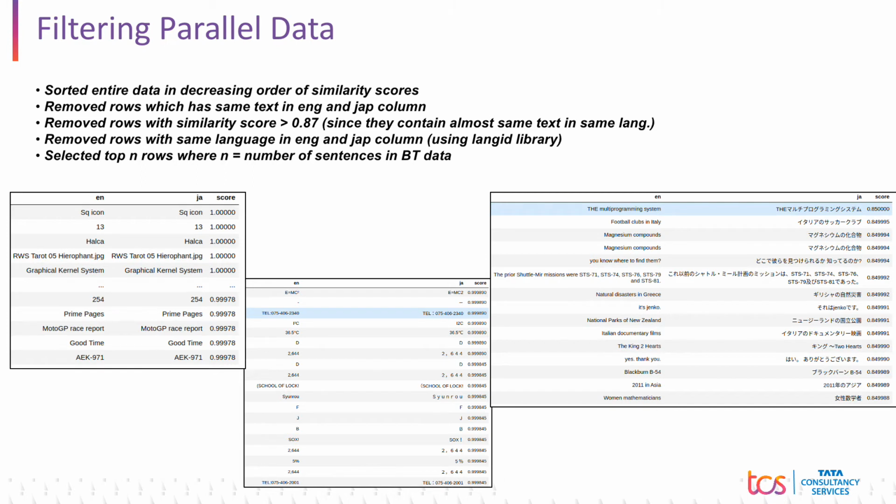Since we need an equal amount of true data corresponding to the pseudo parallel data, what we did is that we sorted our true parallel data in decreasing order of the similarity scores, and we did some pre-processing, such as the removal of pairs where the same text was present in the English and the Japanese column, as well as such pairs where the same language was present. These were due to the noise in the original datasets. After all this pre-processing, we returned the top n rows, where n was equal to the number of pseudo-parallel sentences.